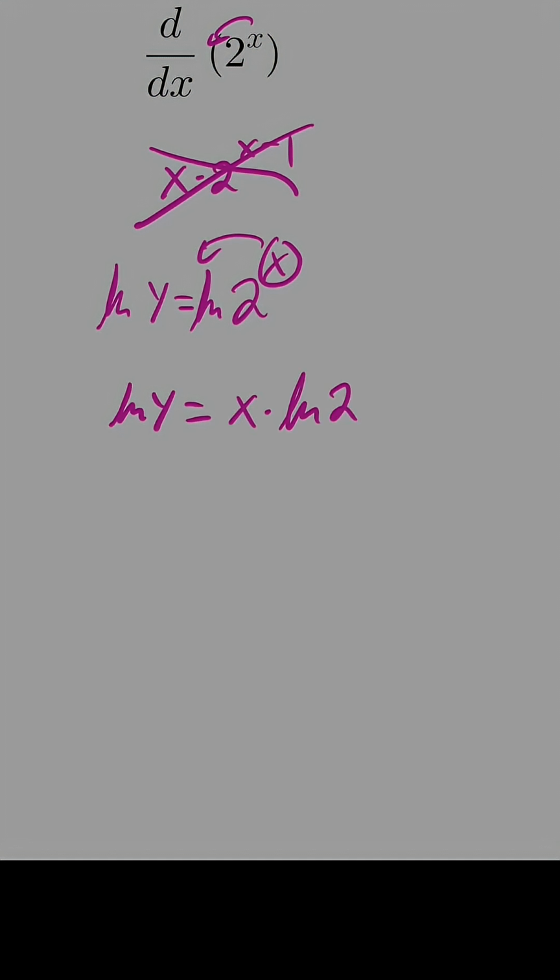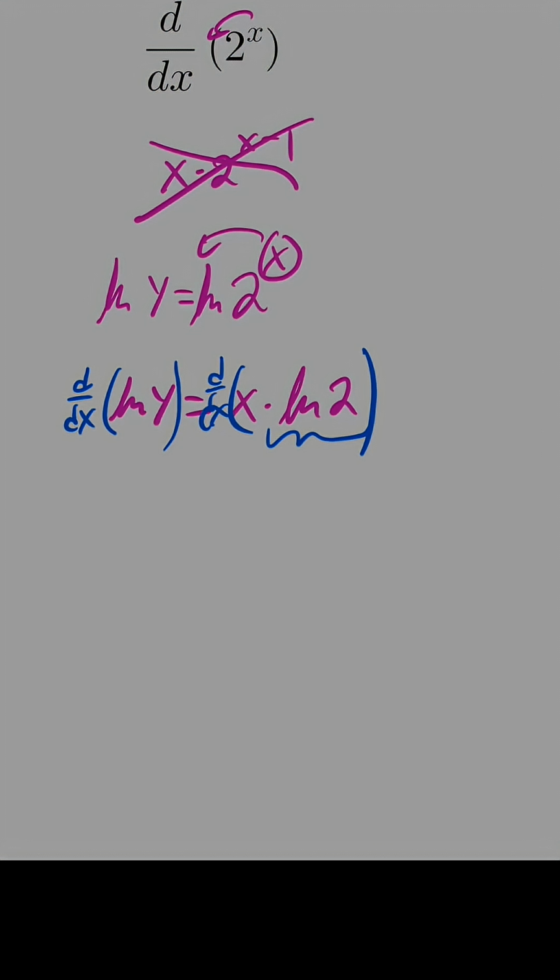Now don't forget, the natural log of 2 is just a constant. So when I differentiate this, it's sort of like differentiating 5x, because natural log of 2 is sort of like 5 in that regard. It's just a constant. So what I'm going to do is I'm going to d/dx the left. I'm going to take the derivative with respect to x of the left, and I'm going to d/dx the right. Okay, so the derivative with respect to x of the natural log of y, I have to do that implicitly.